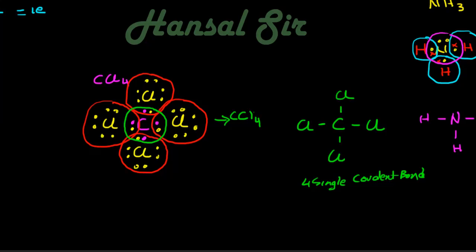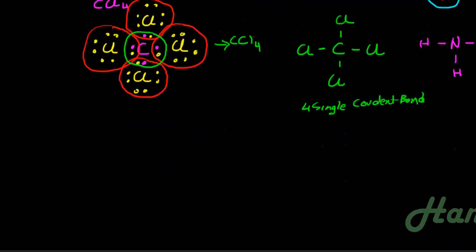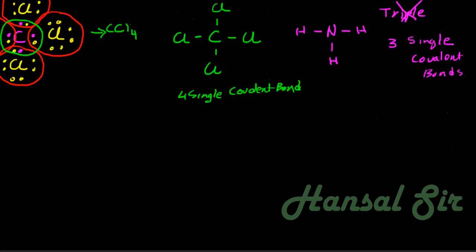So don't get confused. What is a tetra-covalent bond? Tetra-covalent bond can be something which is sharing 4 pairs of electrons. But this is not that. This is 4 single covalent bonds. Let's take one more example over here just to make sure we understand everything very clearly about covalent compounds.